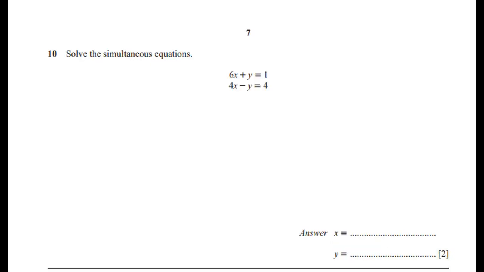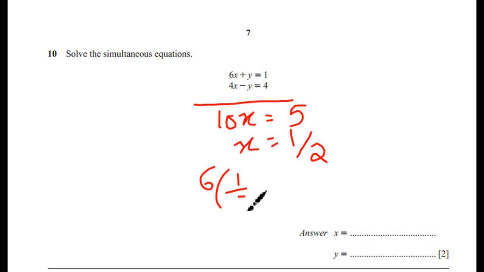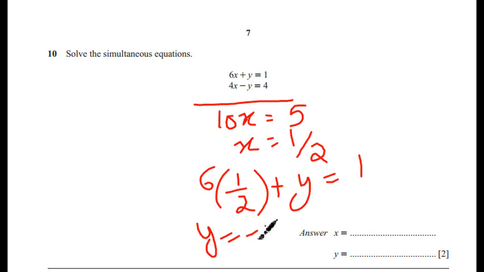Solve the simultaneous equations. It's a very easy question because when you add these, x will get eliminated. 10x is equal to 5, so x is equal to 2. Put the value of x back in equation 1, and we get y is equal to 1 minus 12. Sorry, x was half, not 2. x is half. So put half in the first equation and we get y is equal to 1 minus 3, which is y is equal to minus 2.